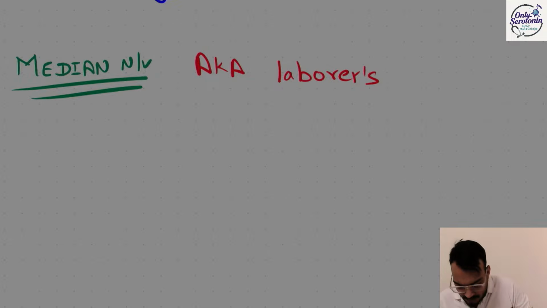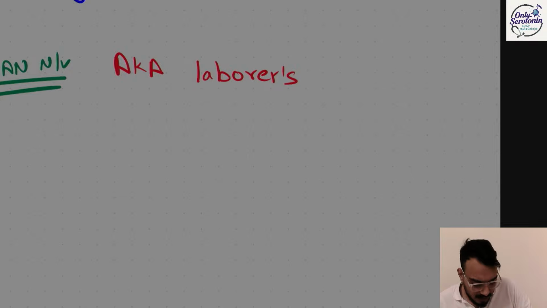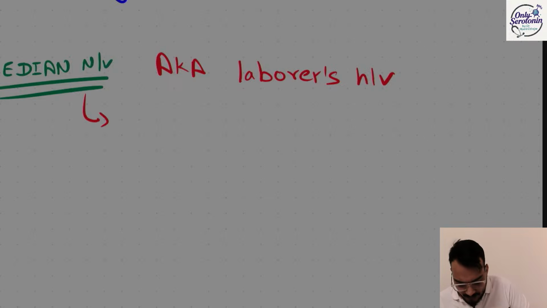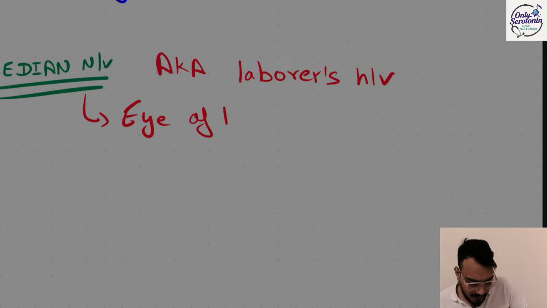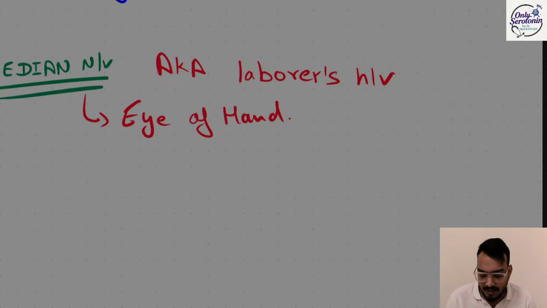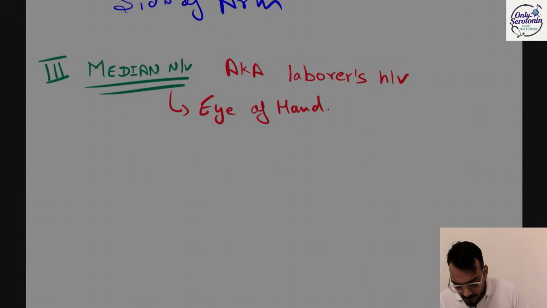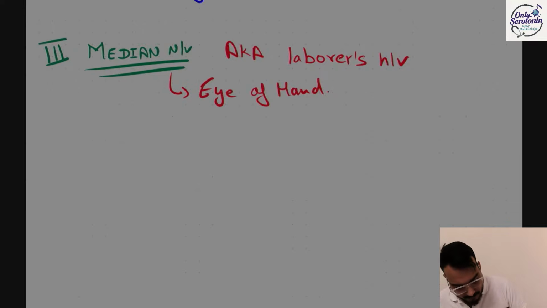Write it down, guys. Also known as laborer's nerve. It is also known as laborer's nerve. Another name of the median nerve is what guys? This is also known as eye of hand. So which nerve is known as the eye of hand? It is your median nerve, right? What you should know about median nerve guys?